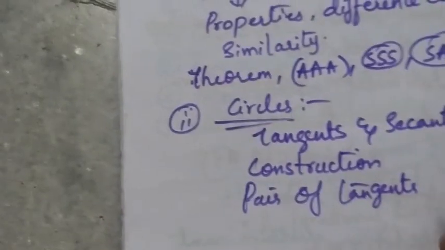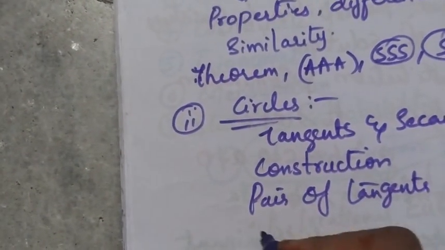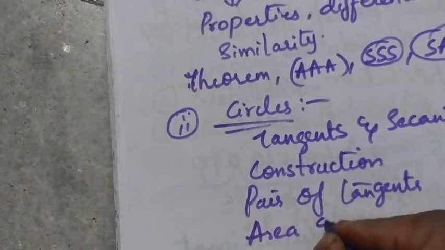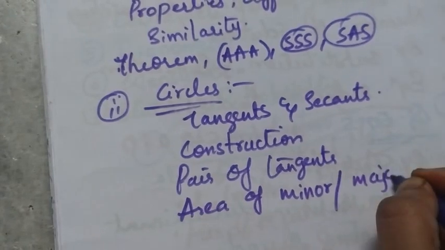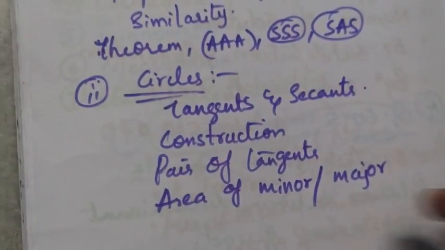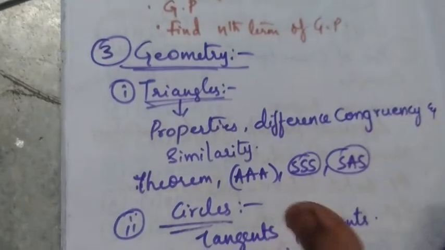Pair of tangents of a circle, and finding the area of minor and major segments of a circle. Okay, these are all the important topics in geometry.